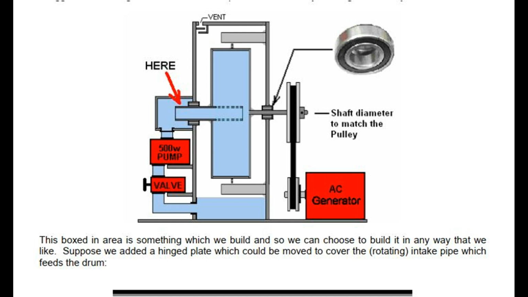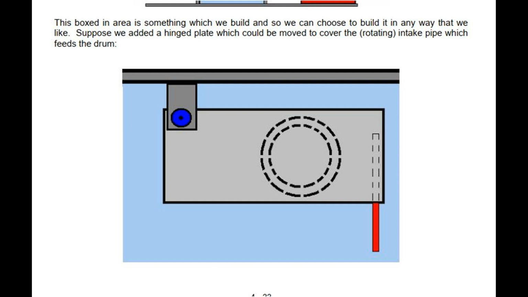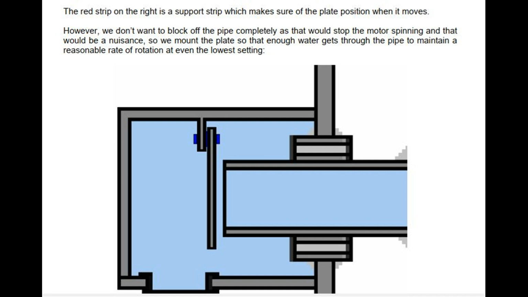This boxed-in area is something which we build, and so we can choose to build it in any way that we like. Suppose we added a hinged plate which could be moved to cover the rotating intake pipe which feeds the drum. The red strip on the right is a support strip which makes sure of the plate position when it moves. However, we don't want to block off the pipe completely, as that would stop the motor spinning and that would be a nuisance, so we mount the plate so that enough water gets through the pipe to maintain a reasonable rate of rotation at even the lowest setting.